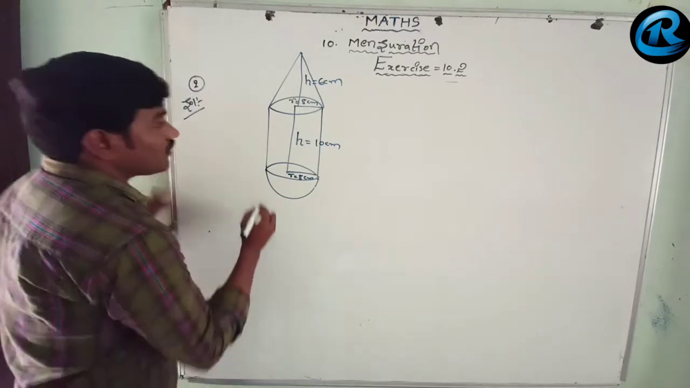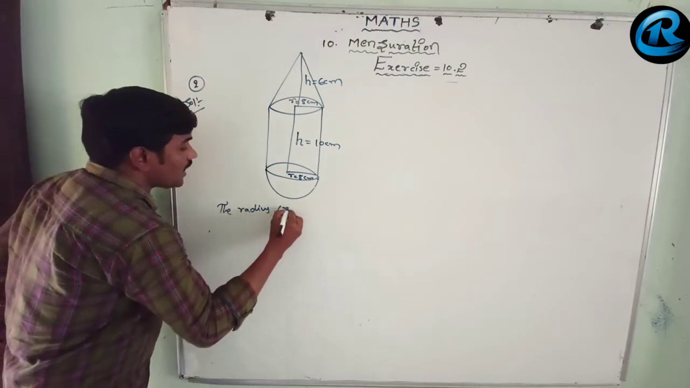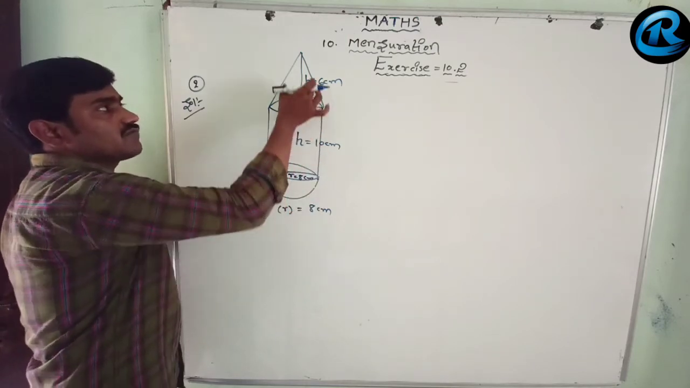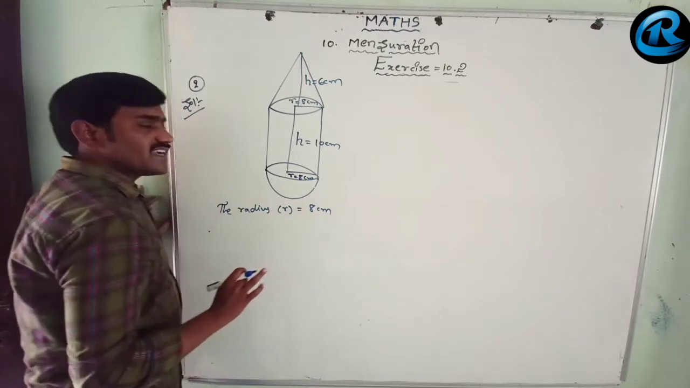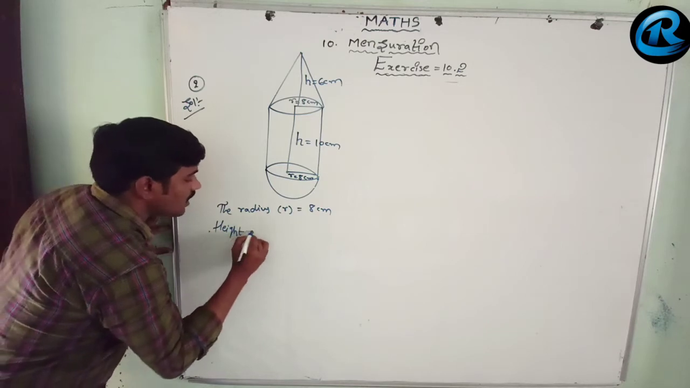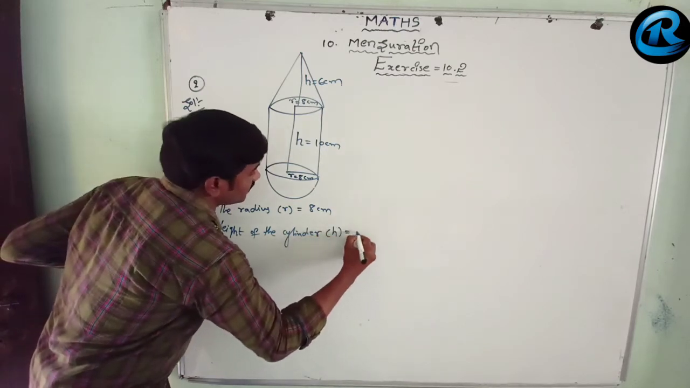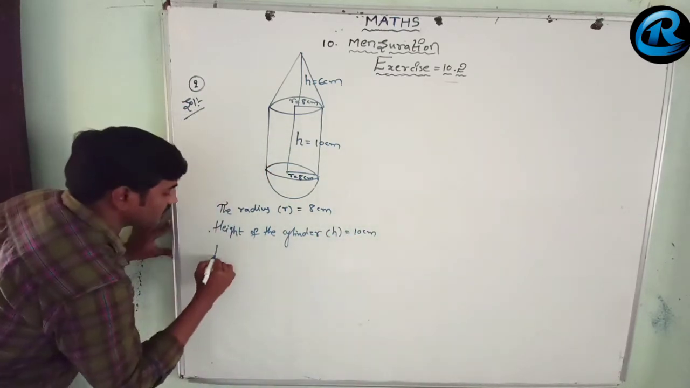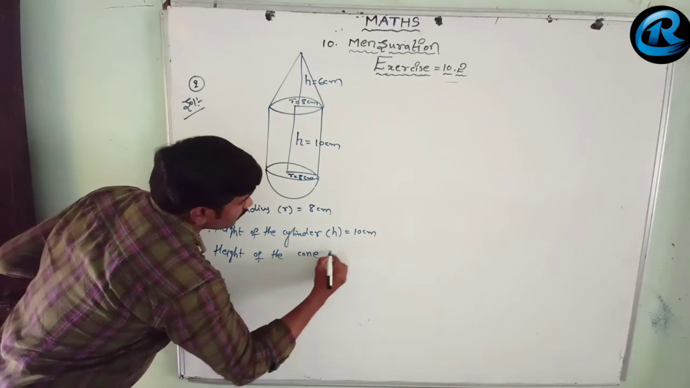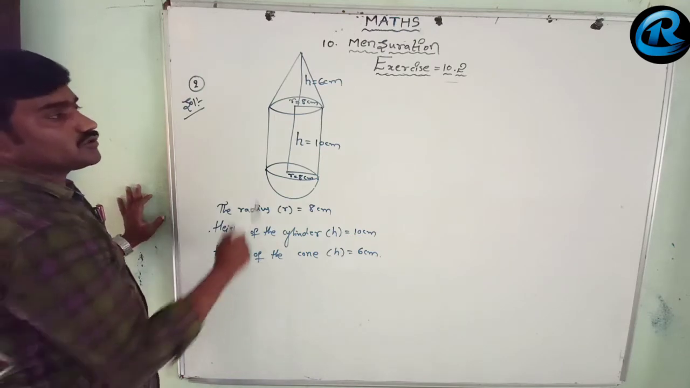And may I write now what I have been given? The radius r equal to 8 centimeter. The radius of the hemisphere equals the radius of the cylinder, which equals the radius of the cone. All radii are equal to 8 centimeter. The height of the cylinder h equal to 10 centimeter, and the height of the cone h equal to 6 centimeter. This is what we need. Now we need to find the total surface area of the toy.